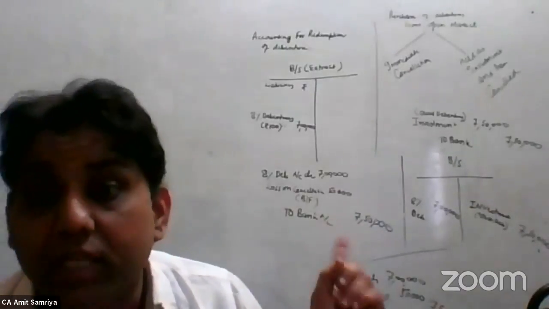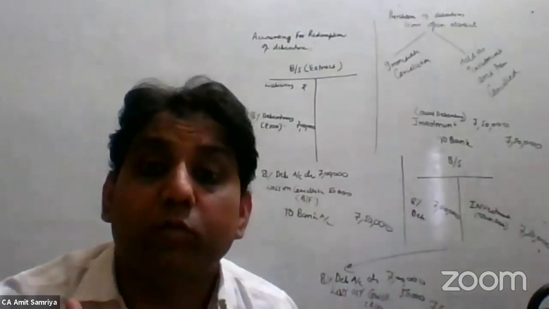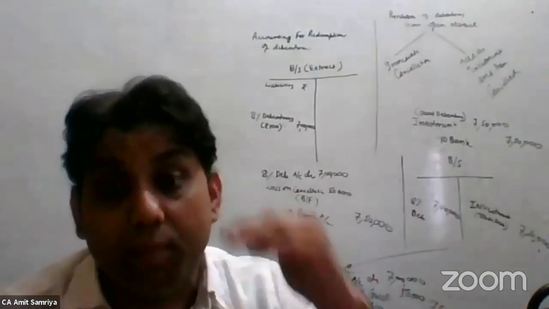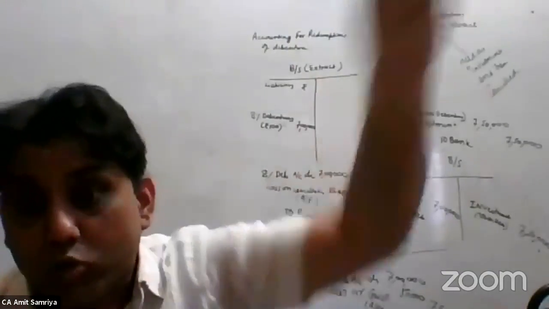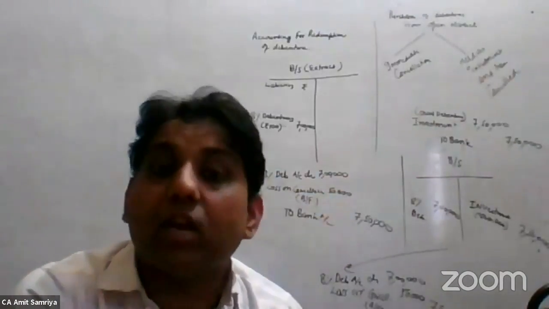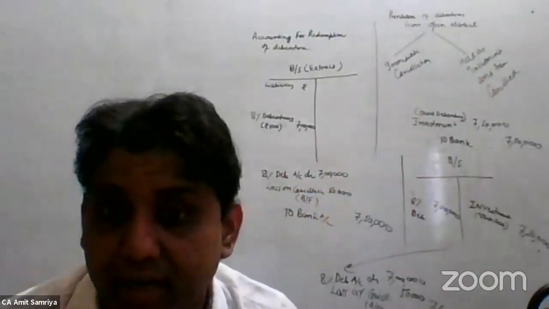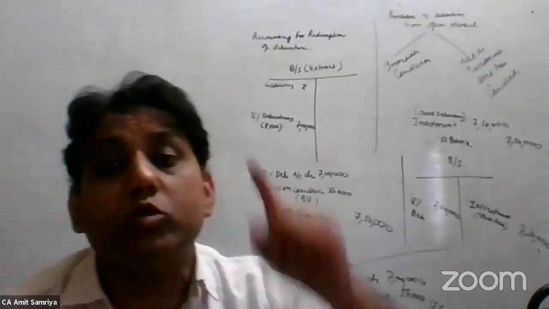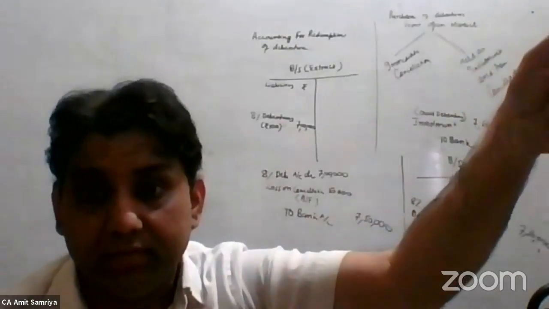Suppose there are 7 lakh debentures, and only 3 lakh 50,000, that is 50%, is bought from the open market. Then the remaining 50% is with the public, so the company has to pay the interest on it. Suppose out of 7 lakh debentures, only 5 lakh debentures are purchased from the open market. So on 2 lakh debentures, the company has to pay the interest to the outsider.